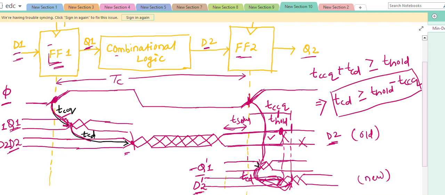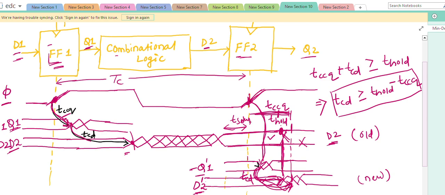Now if, because of the contamination delay, D2 changes at this point, then what will happen? If the flip-flop 2 hold time is this much, then it is violating the hold time, because hold time means the data must be constant, but here the data is changing. Then we will not get a proper output. So either we can decrease the hold time up to here, or this contamination delay can be increased up to this point.